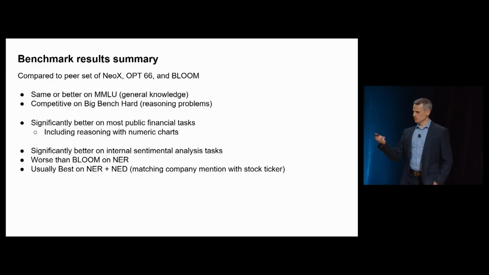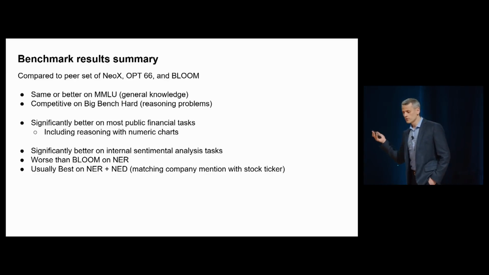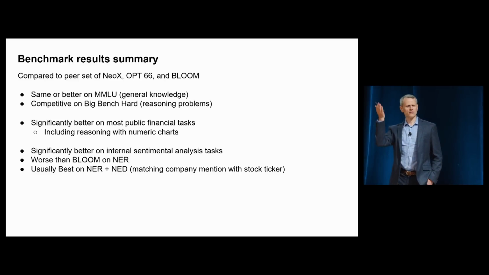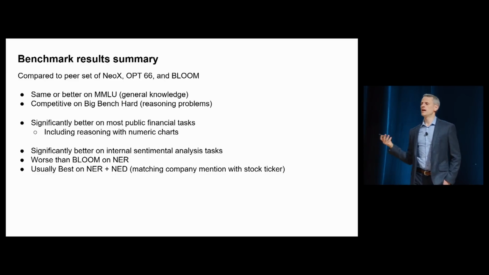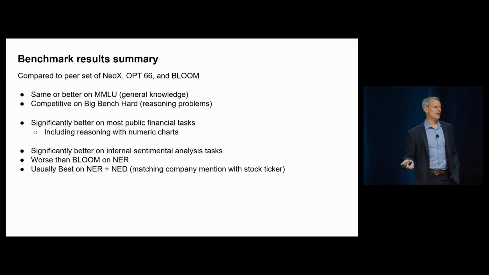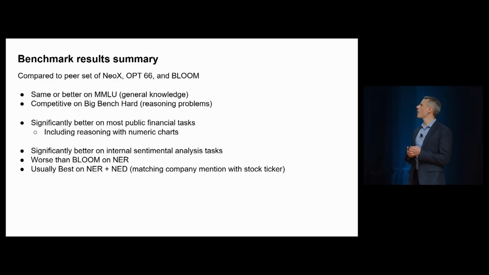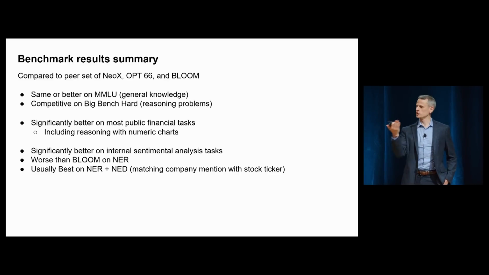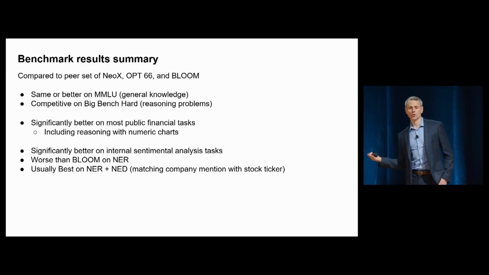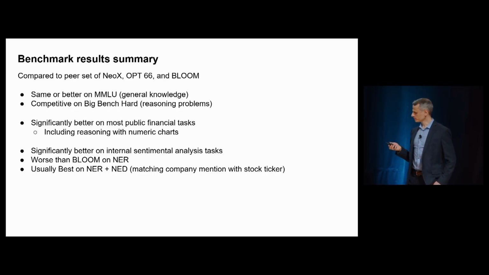On the public financial tasks, we were significantly better. One of those tasks is like a reading comprehension, but it has a numeric table in there as well, and the question will be in some way referring to that table. In that task in particular, we did quite well. And we speculate or hope that might have something to do with some combination of the fact that we're training on financial data, and we have this tokenizer that was adjusted to handle numbers.